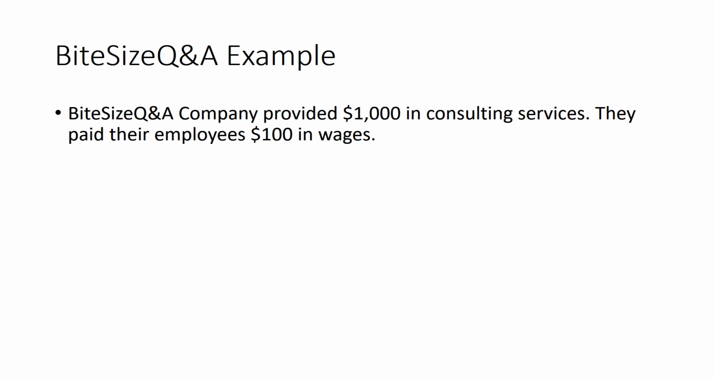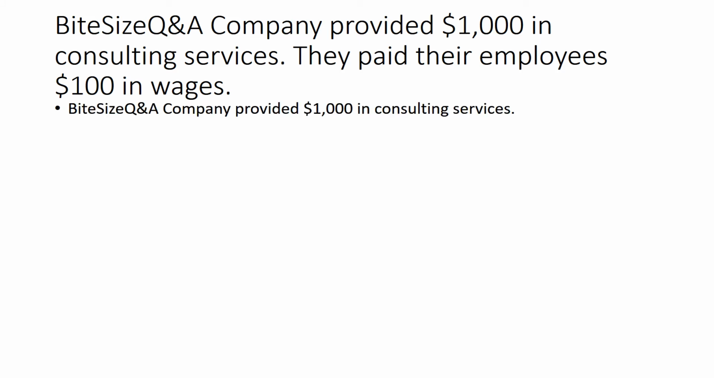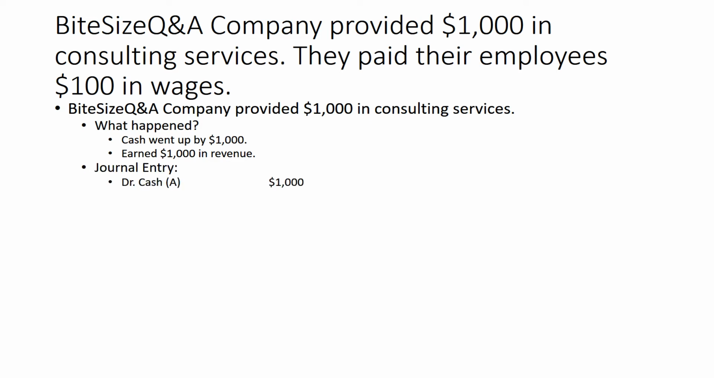BiteSizeQ&A company provided $1,000 in consulting services. They paid their employees $100 in wages. So let's work on the parts one by one. First, BiteSizeQ&A company provided $1,000 in consulting services. So what happened? Well, cash went up by $1,000 and they recorded $1,000 in revenue. So the journal entries would be debit cash for $1,000 and credit revenue for $1,000.